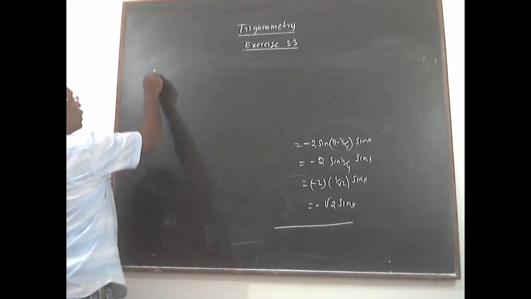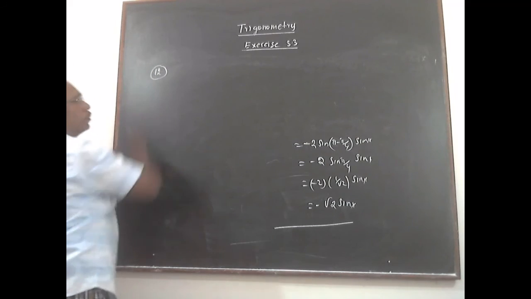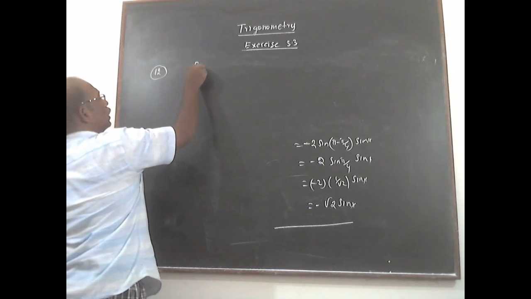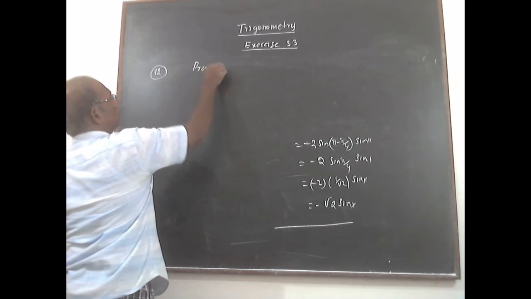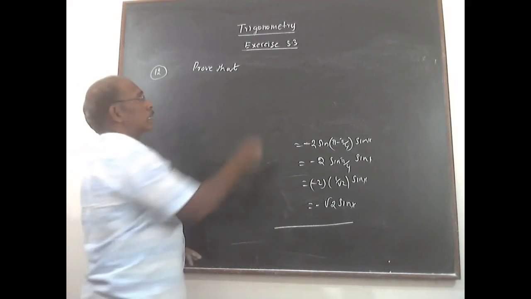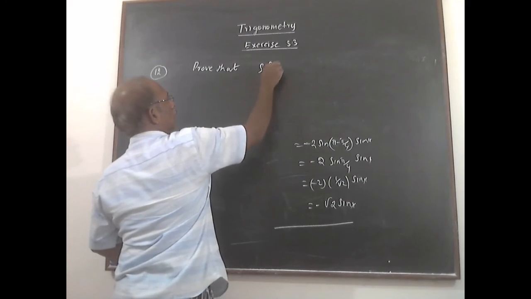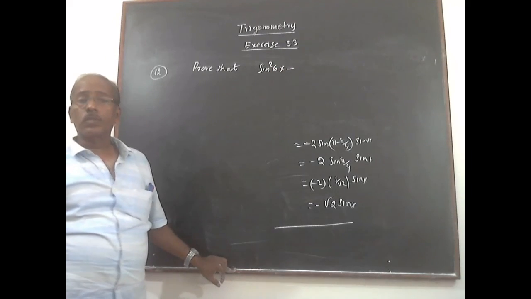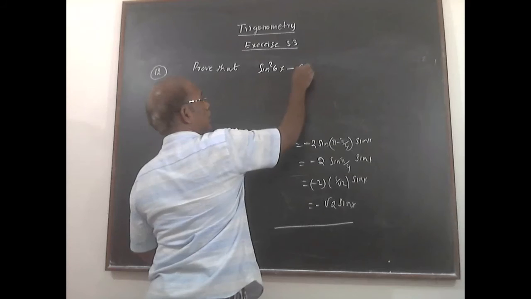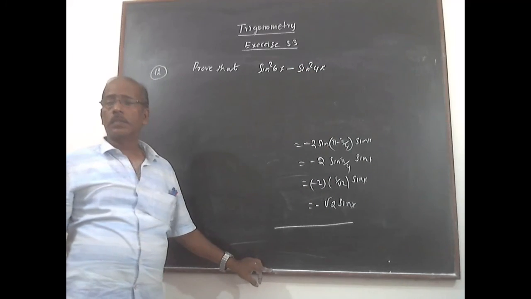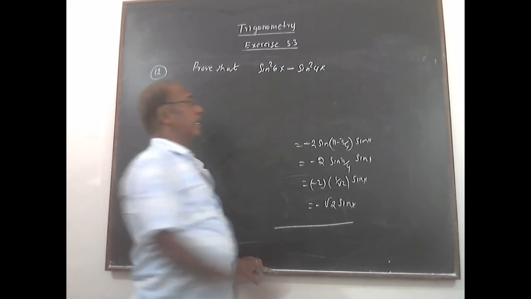And question number 12. Prove that sin square 6x minus sin square 4x is sin 2x into sin 10x.